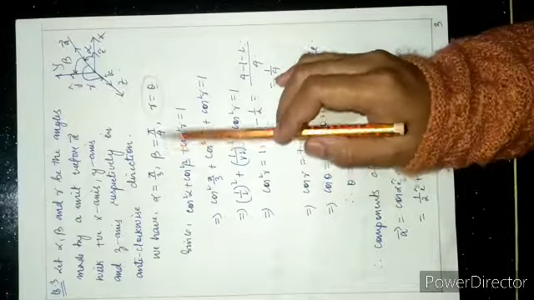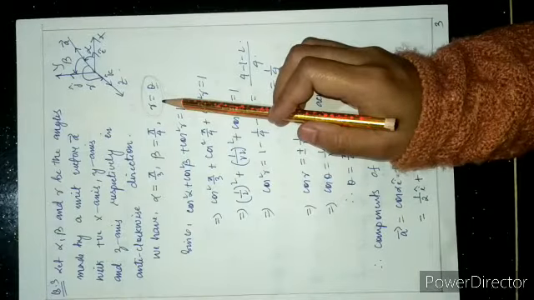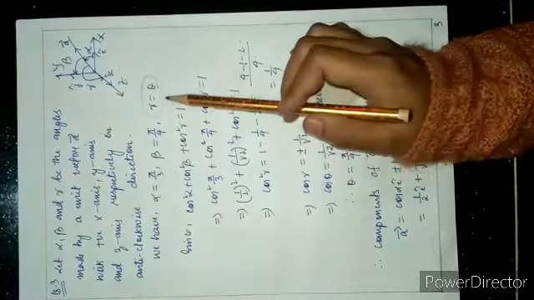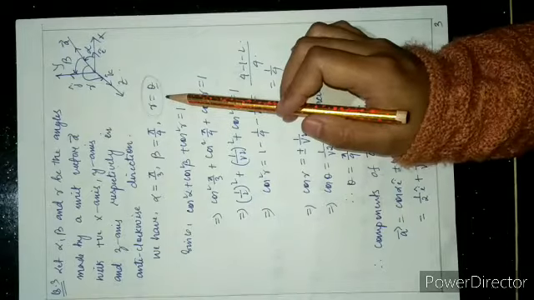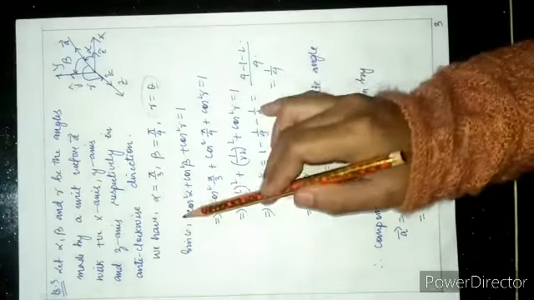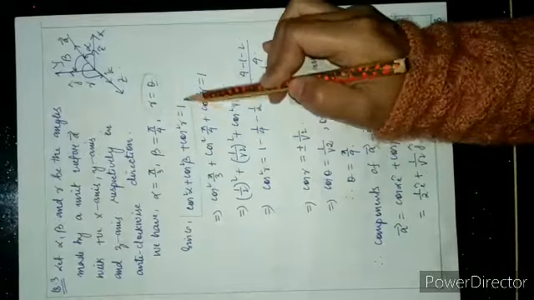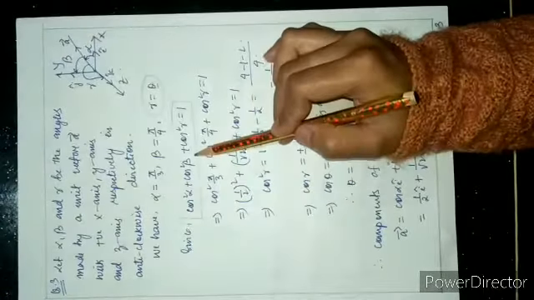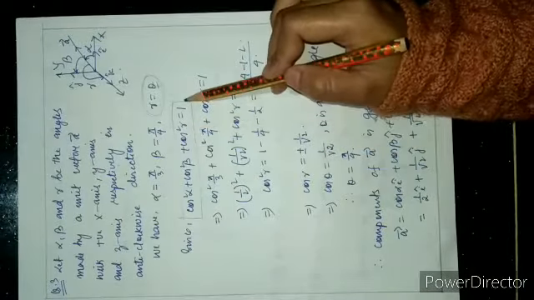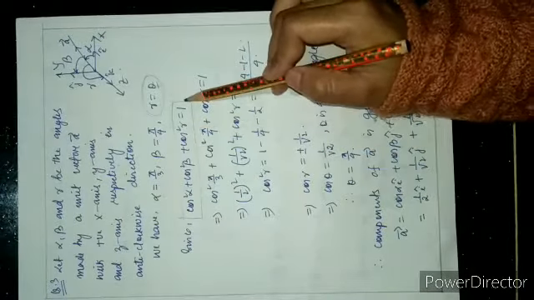Since alpha, beta, gamma are direction angles, cos alpha, cos beta, cos gamma are the direction cosines. The formula is cos square alpha plus cos square beta plus cos square gamma will be equal to 1. This is the property of direction cosines.